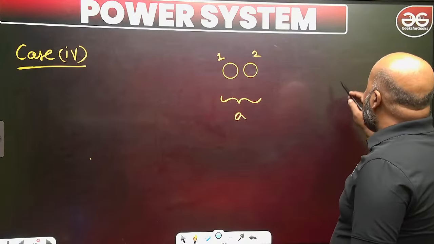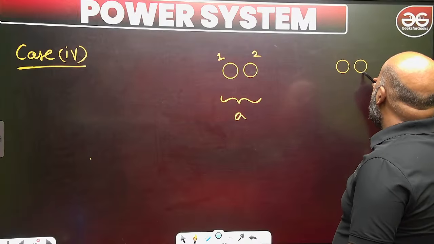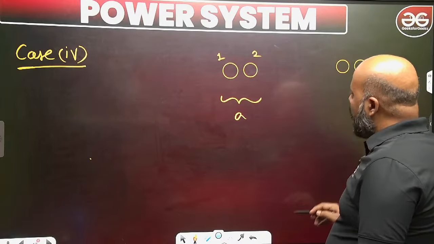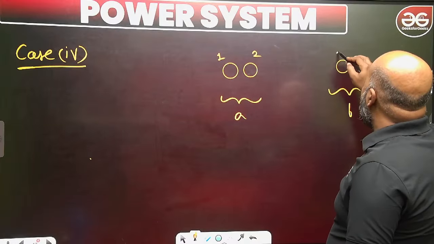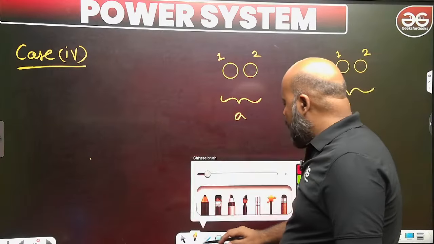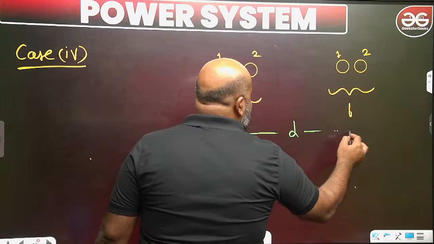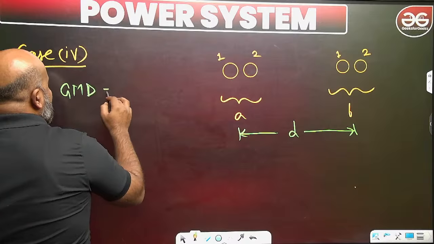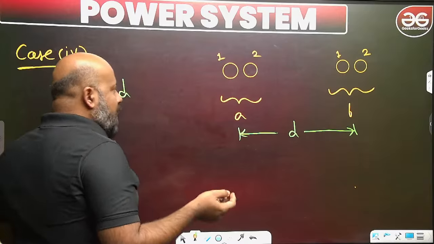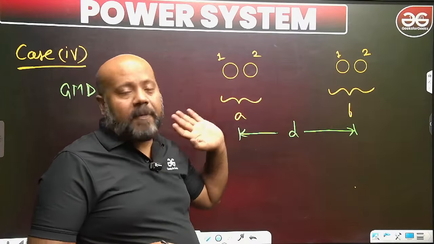Similarly, you can write for the B conductor or the return conductor as a composite of two small conductors or subconductors. So this is going to be B. Again, this is 1 and this is 2. Now for this system, suppose the effective distance is given as D. So GMD is not a problem here because directly they are giving you the effective distance D. So GMD will be the effective distance between these two groups of conductors A and B.